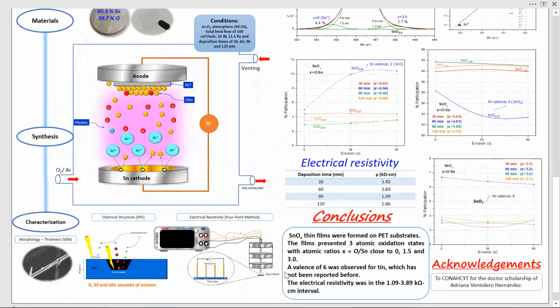A valence of 6 was observed for tin, which has not been reported before. The electrical resistivity was in the 1.09 to 3.89 kilo-ohm per centimeter interval.